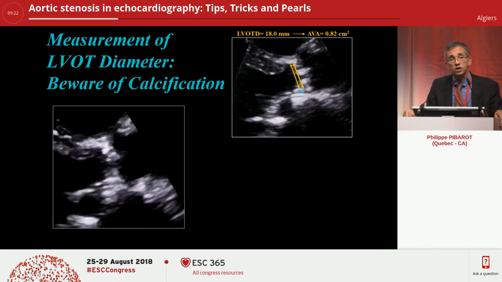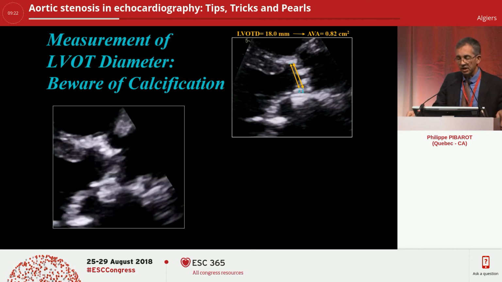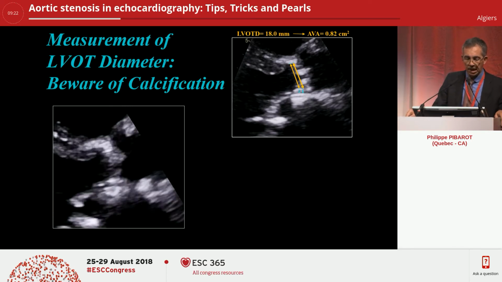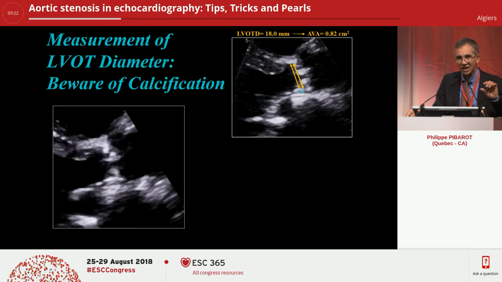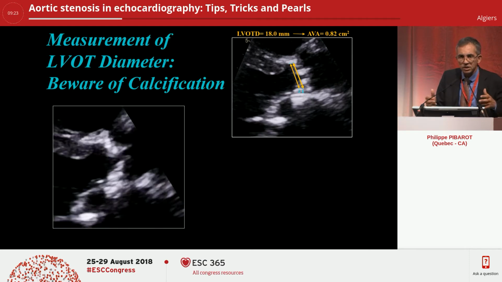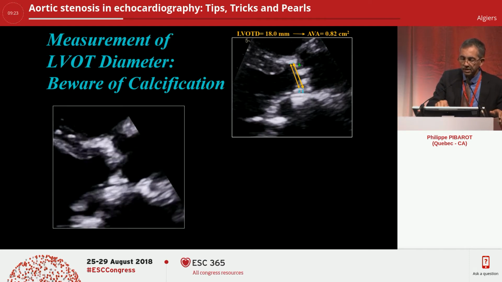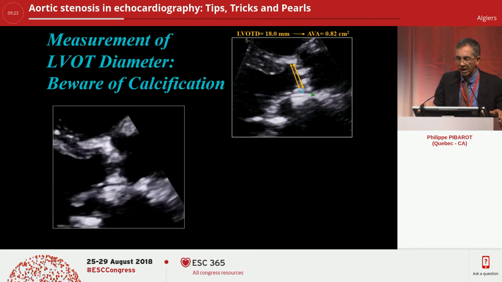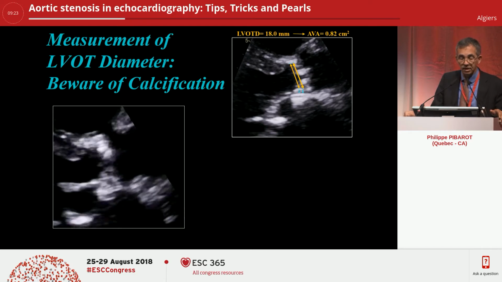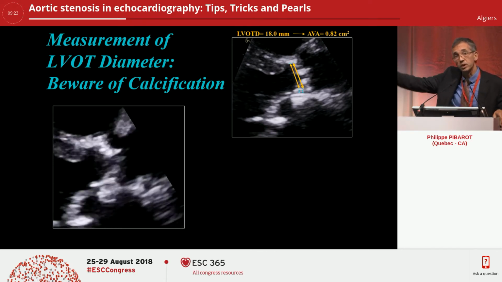So the other thing you have to pay attention to is the calcification of the aortic valve and the LVOT, which are frequent, of course, in patients with calcific aortic stenosis. For example, in this patient, you have a calcification bar extending posteriorly in the LVOT. And of course, it is tempting to measure, like here, from the, let's say, the white line to the white line. But actually, if you do this measurement, it will grossly underestimate the LVOT diameter and therefore the stroke volume and the valve area.